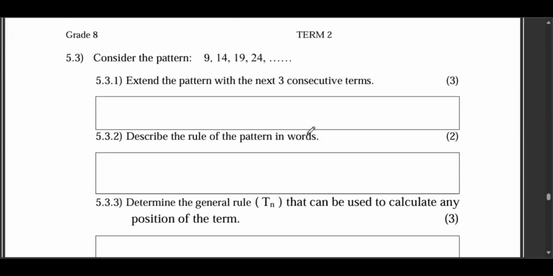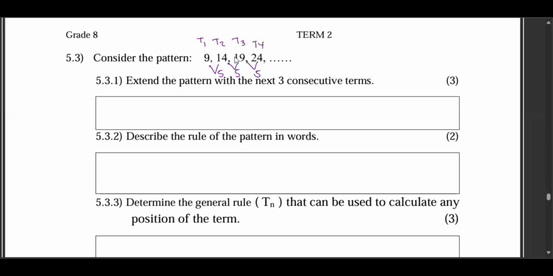Yes, this is what we call patterns. Now, this is a numeric or linear pattern. For a geometric pattern, we have diagrams. Here, they are saying extend the pattern with the next 3 consecutive numbers in that order. Now, this is T1, T2, T3. What's the difference? We have a 5, we have a 5, we have a 5.